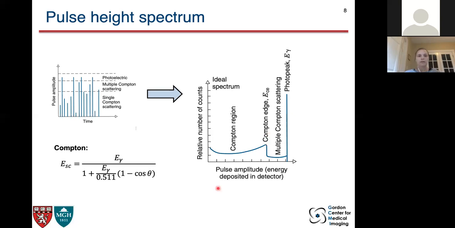And this energy can be determined from this equation. This is the equation that relates the energy of the scattered photon with the energy of the incident photon and the scatter angle. So the energy deposited in the detector will be the energy of the incident photon minus the energy of the scattered photon. The energy deposited in the detector will be maximized if the scattered photon energy expression is minimized. And this will happen when the scatter angle is 180 degrees, so when we have complete backscatter.